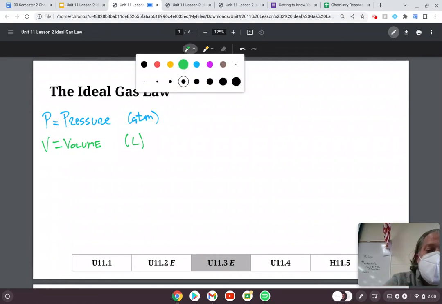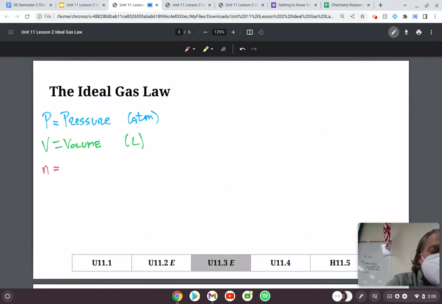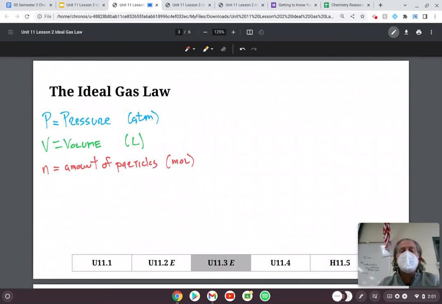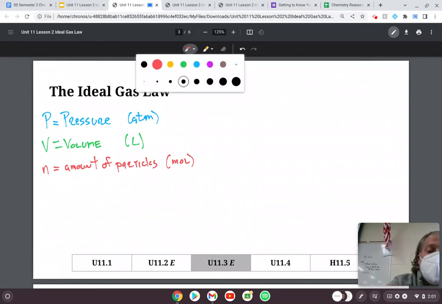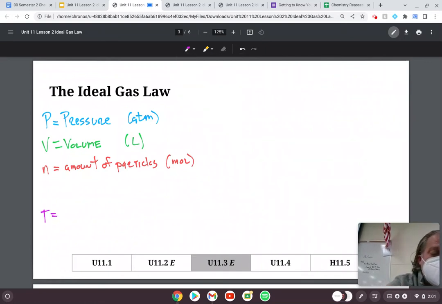The next measurable quantity is number of moles, or amount of particles, which we will call the mole in this unit. And then lastly, the one that we talked about on Friday would have been temperature, which has to be in the Kelvin temperature scale.